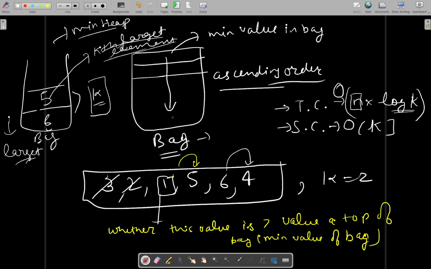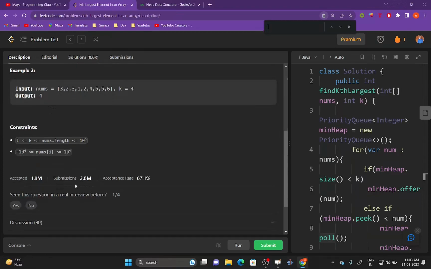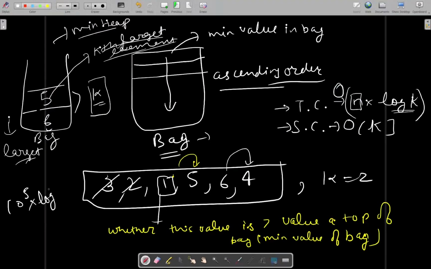So these will be the complexities, and n here is 10 raised to power 5 into log of k. What is the order of k? Let's take the constants. It is also 10 raised to power 5. So log of 10 raised to power 5 makes it lesser than 10 raised to power 8 operations. So your solution will be accepted. And you have not done any sorting here. You have just used the heap data structure.